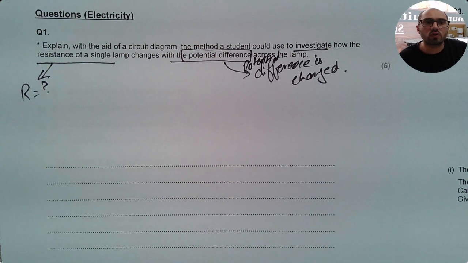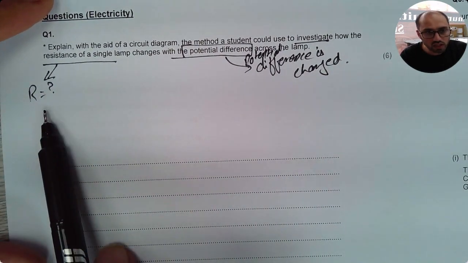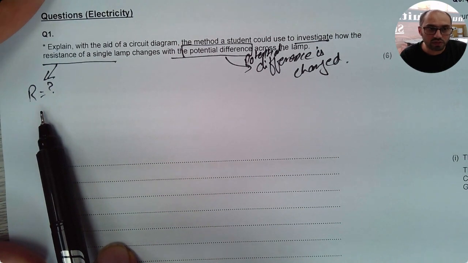In this video, we'll go through some exam questions on the topic called electricity. The first question says, explain with the aid of a circuit diagram the method a student could use to investigate how the resistance of a single lamp changes with the potential difference across the lamp. So basically what they are saying is you will change the potential difference across the lamp and you're going to work out what the value of resistance will be for that lamp.